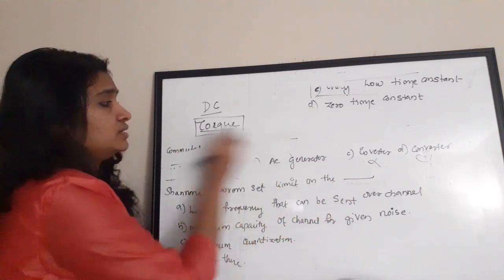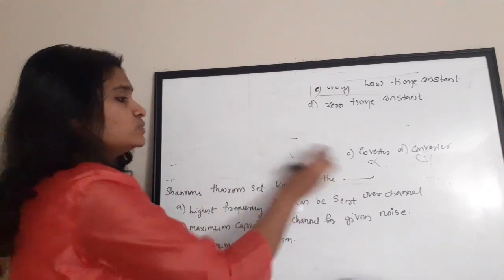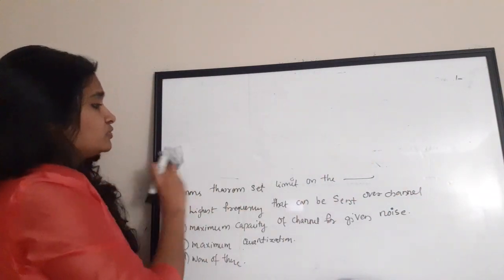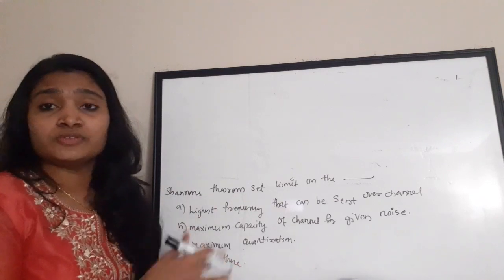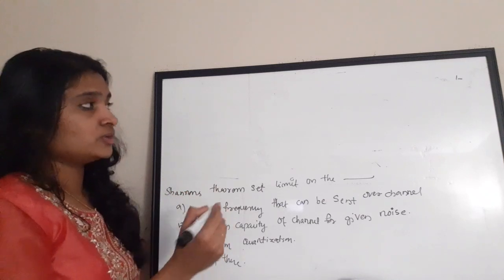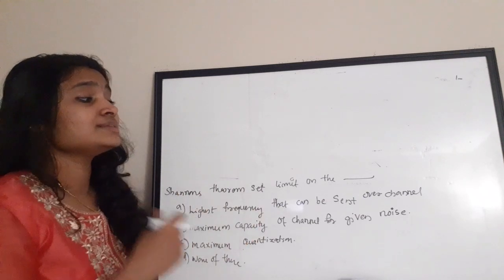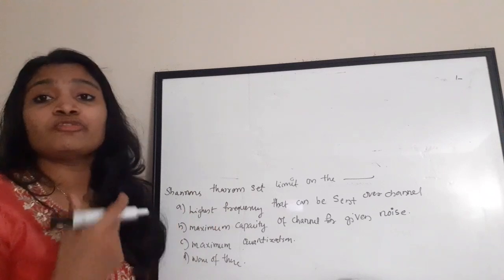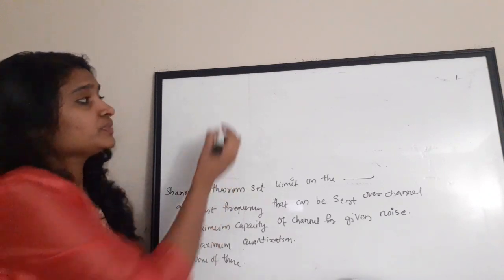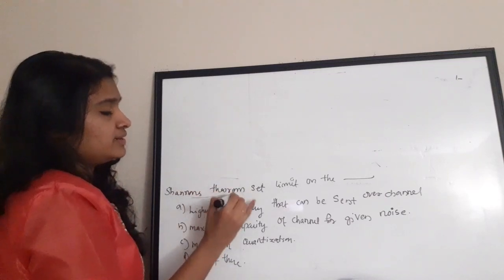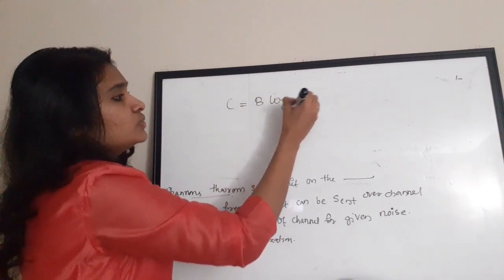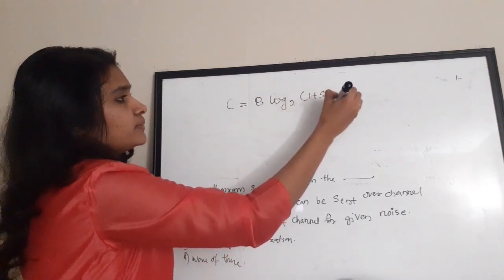So in a lot of previous videos, we were discussing the Shannon-Hartley theorem. I have seen a lot of question papers with this question. So if you don't know about the Shannon-Hartley theorem, let me just give you a brief about it. The Shannon-Hartley theorem is defined to set the capacity of your communication channel. And it is defined as C = B log2(1 + S/N).